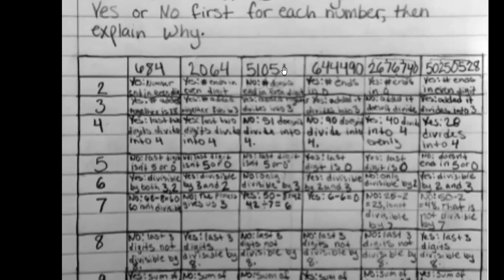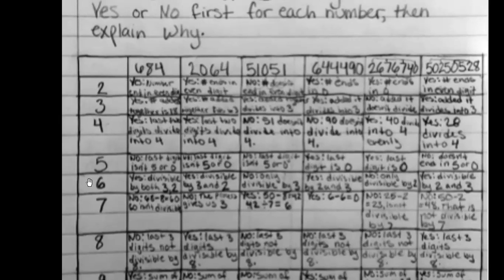This one is no as well. This one is a yes because it ends in 0. This one is also a yes because it ends in 0. And this one here is a no because it ends in 8. So it's pretty simple. I really like 5s because you can just look at the last number.